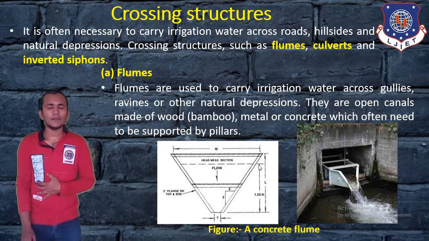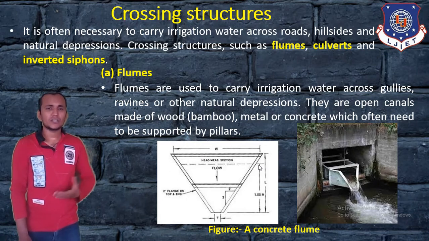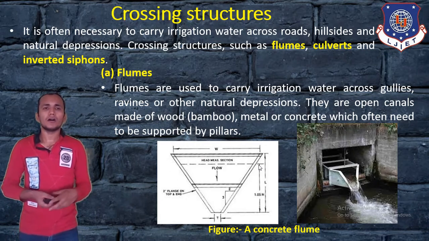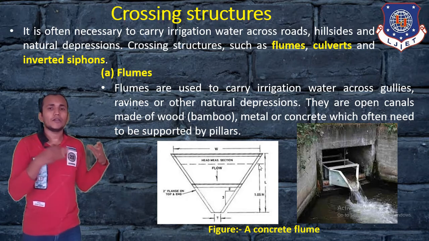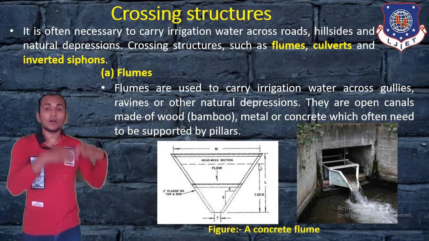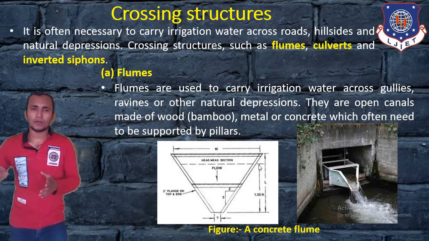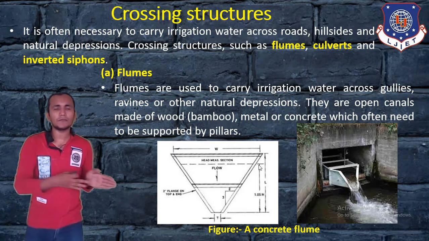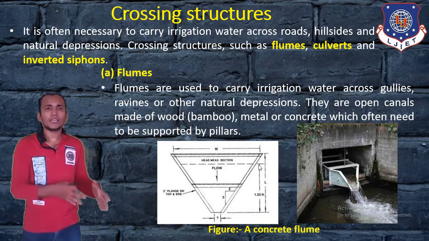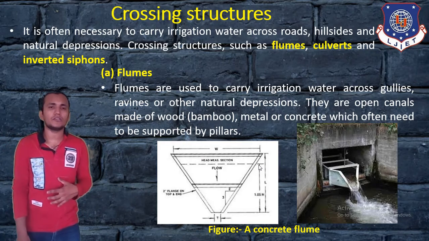So flumes can be made that way. This kind of crossing structure can be used for irrigation water if it is on a roadside or on a mountain. If we have to divert water, or supply it at a better rate, and there is underground, then we can use this kind of crossing structure.